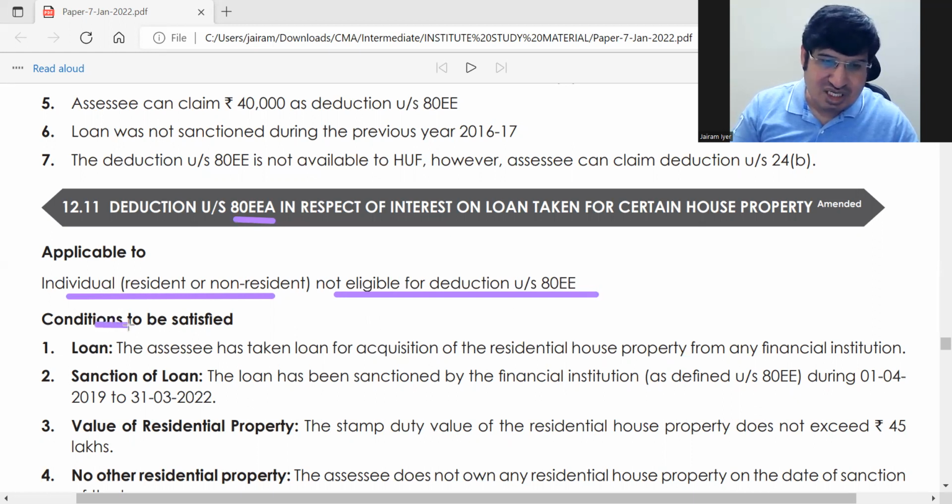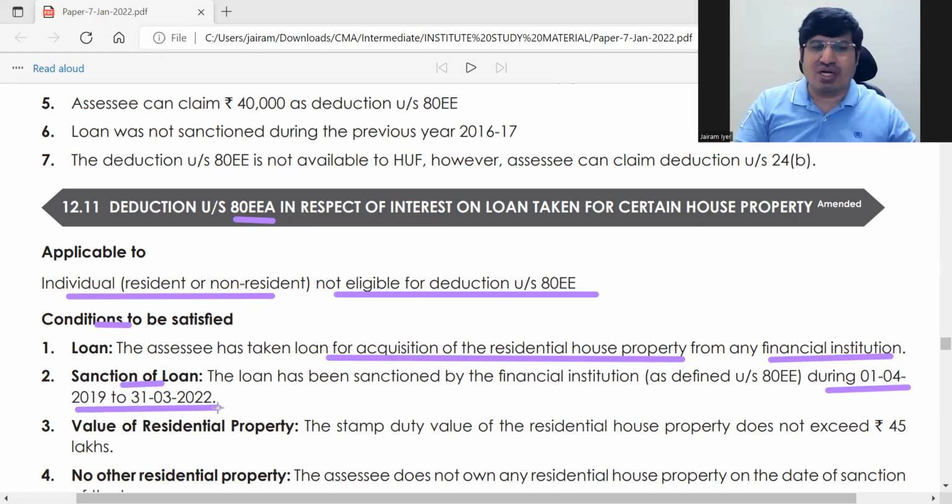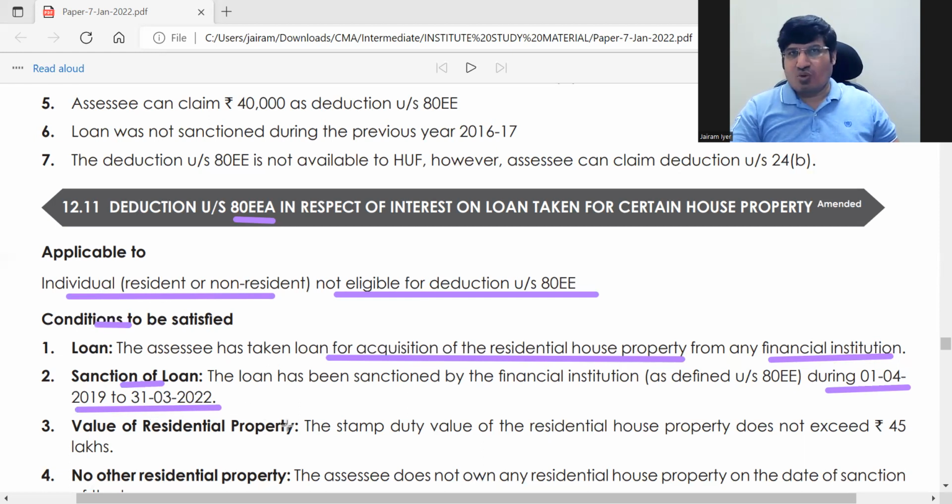Okay, conditions. Yes, taken loan for acquisition of residential house property from financial institution. Same. Now, sanction of the loan here is during 1/4/2019 to 31/3/2022. 31/3/2022 is the last date of our previous year. Correct. So you can easily remember 31/3/2022. Just remember it is 3 years. You can easily work out 1/4/2019 to 31/3/2022. Only for these 3 years, this section will apply.